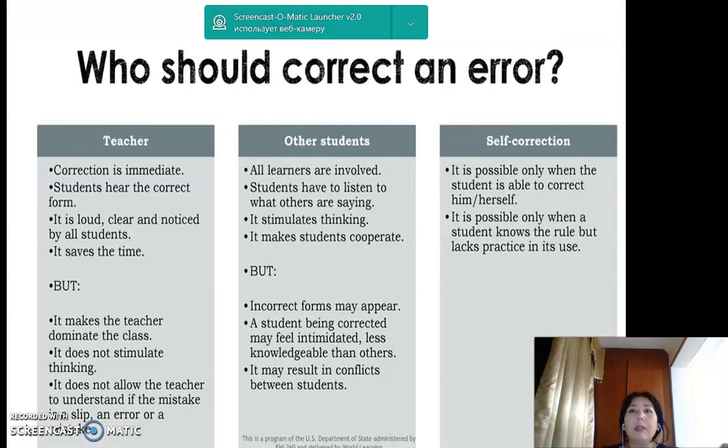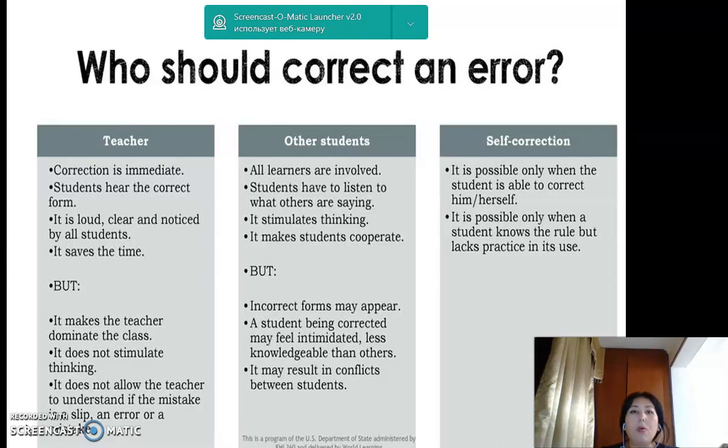Who should correct an error? A teacher, student, or maybe self-correction? Teacher. Correction is immediate. Students hear the correct form. It's loud, clear, and noticed by all students. It saves time. But it makes the teacher dominate the class. It doesn't stimulate thinking. It doesn't allow the teacher to understand if the mistake is a slip, an error, or a mistake.